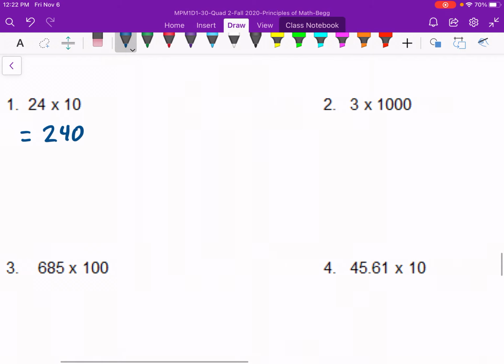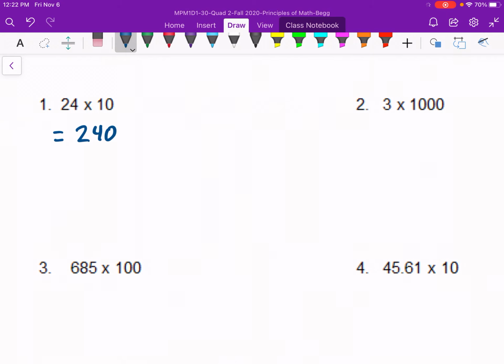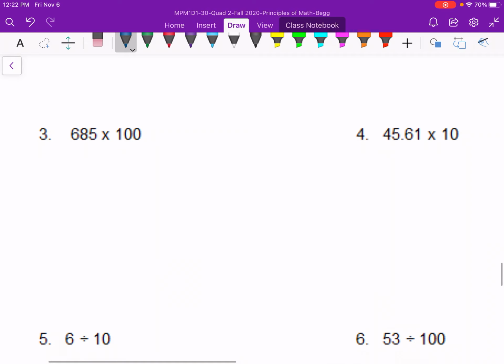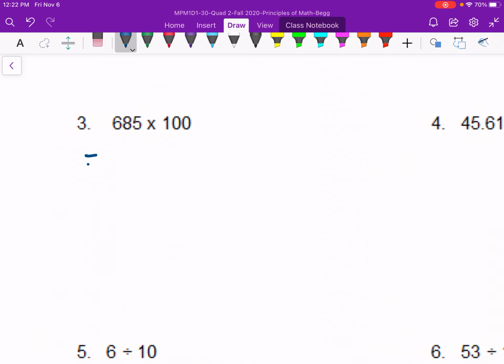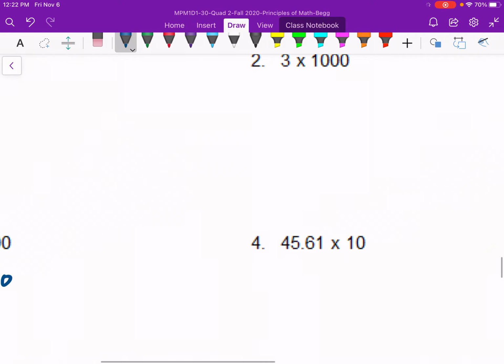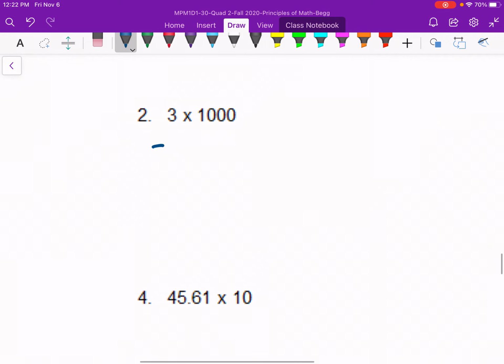If I multiply times 100, I'd add 2 zeros. I'm going to skip down to number 3 here. So I can just add 2 zeros to the end. If I multiply by 1,000, I'm going to add 3 zeros on the end. So if I'm multiplying by a big number, just count the number of zeros and add that many, as long as it's got a 1 at the front.